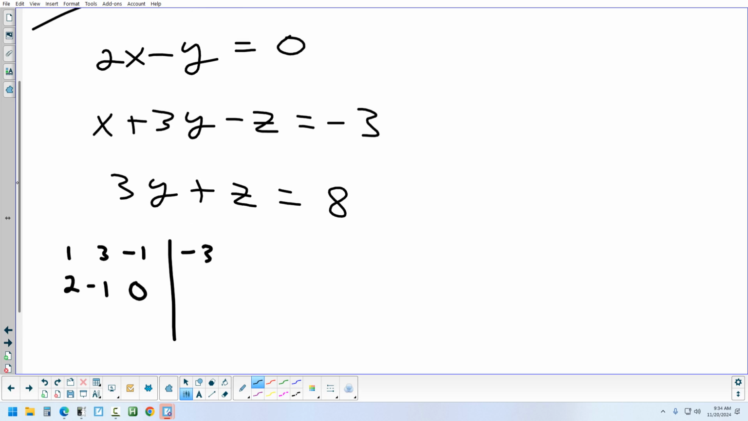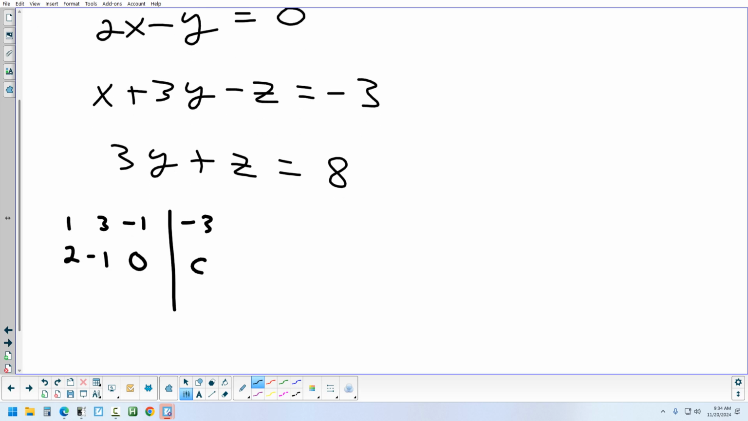And 0 on the other side as well. So 2, -1, 0, 0. And then row 3, we're just copying that down. 0, 3, 1, 8. All right. Any question on the first step? All right, now the second step is to get a 0 there.